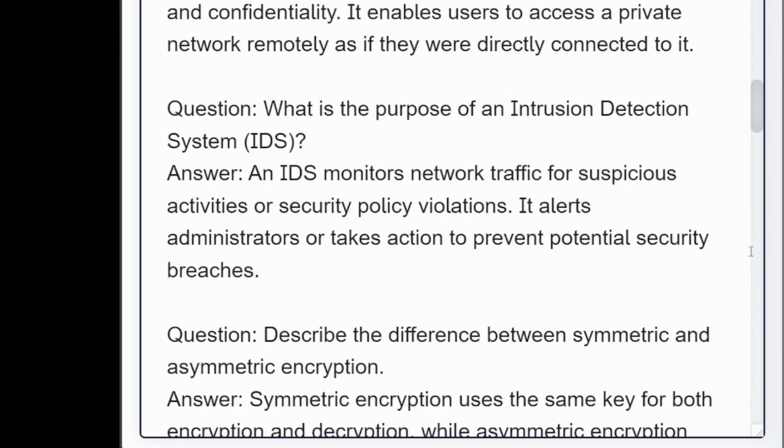Question: what is the purpose of an intrusion detection system, IDS? Answer: an IDS monitors network traffic for suspicious activities or security policy violations. It alerts administrators or takes action to prevent potential security breaches.